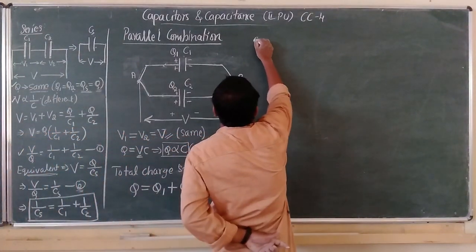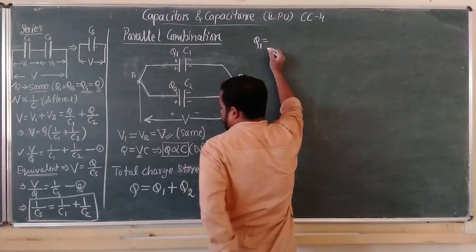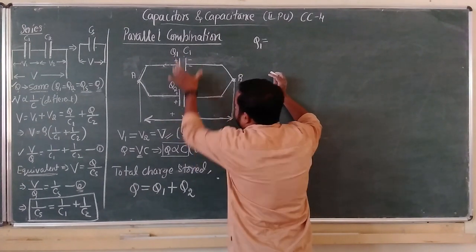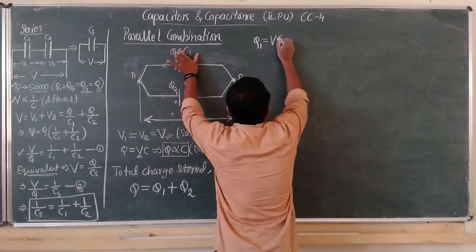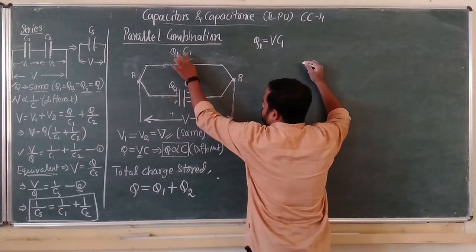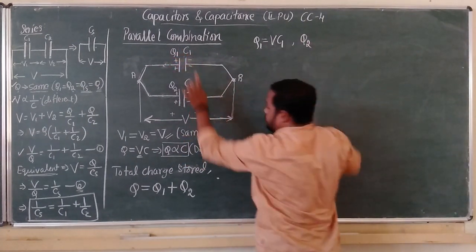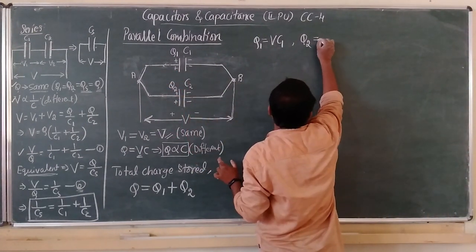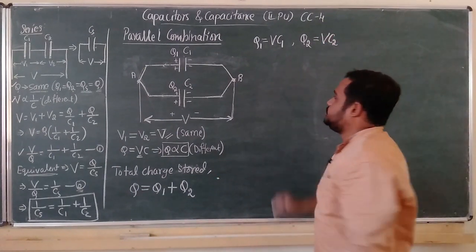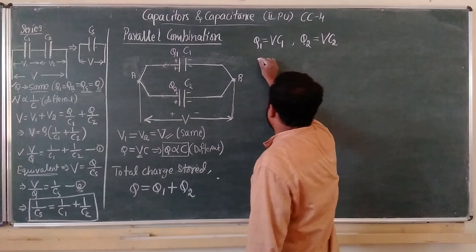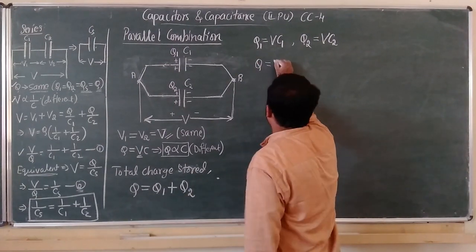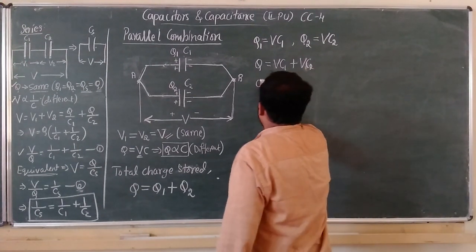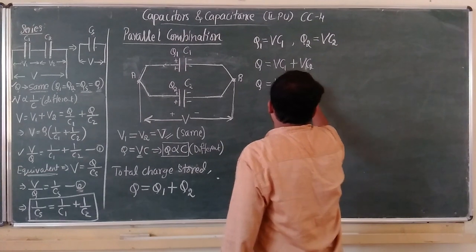Now, what is Q1? We know that Q is equal to VC. The potential difference across this capacitor is V, and its capacitance is C1. Therefore, we can write Q1 is equal to V into C1. Similarly, Q2: V is the potential difference, C2 is the capacitance, so Q2 can be written as V into C2. Therefore, Q is equal to VC1 plus VC2, or Q is equal to V into (C1 plus C2).